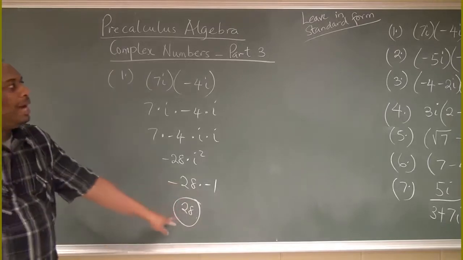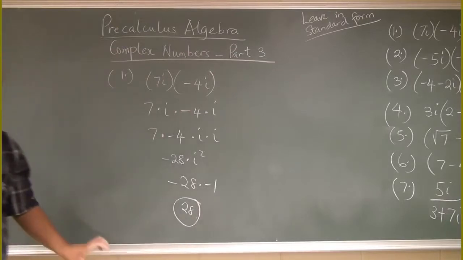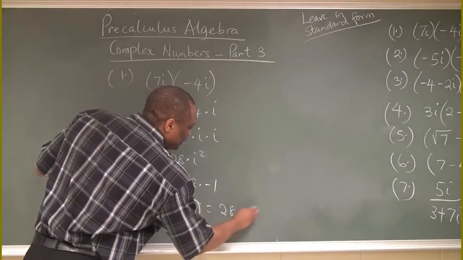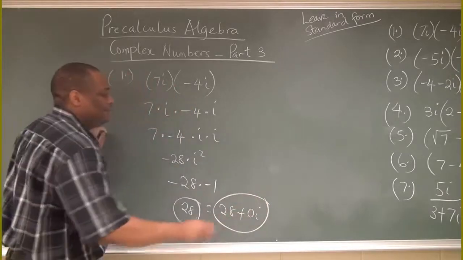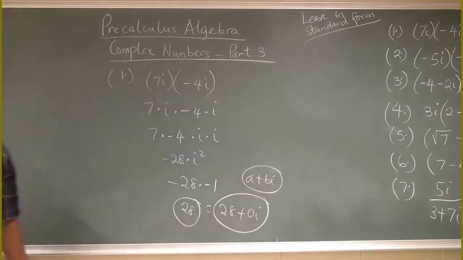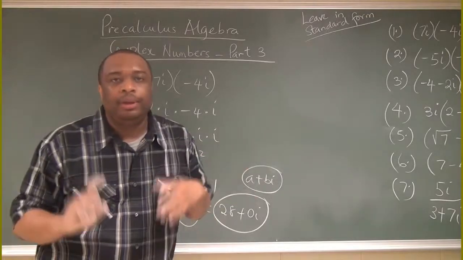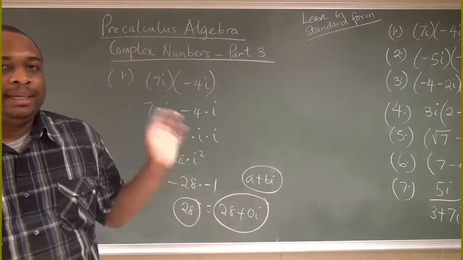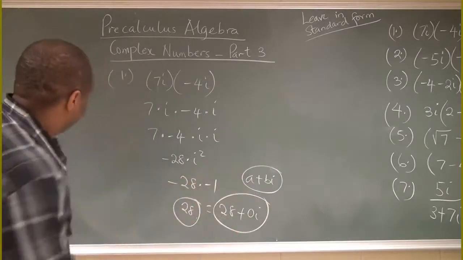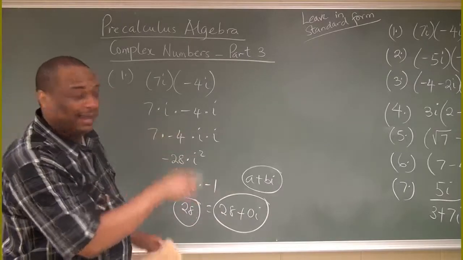But they want us to leave it in standard form. So because they want us to leave it in standard form, this will now be 28 plus 0i. Remember, standard form is what? a plus bi. So the real part is 28, the imaginary part is 0, and the pure imaginary number is 0i. And the imaginary unit is i.